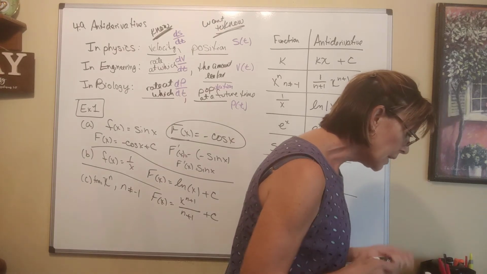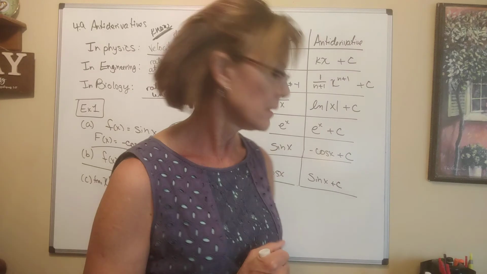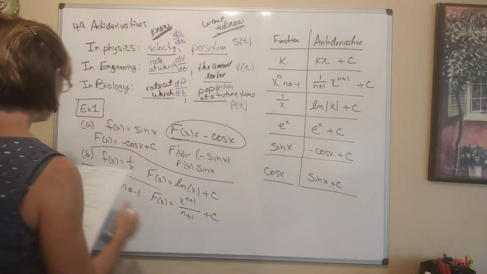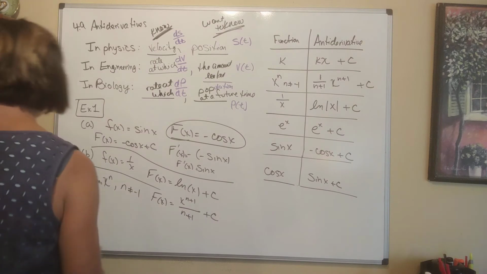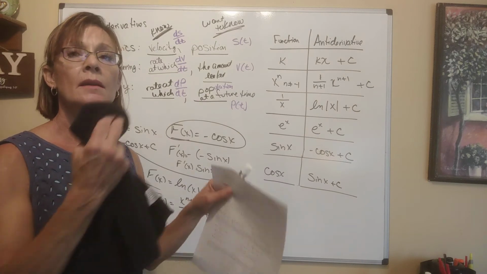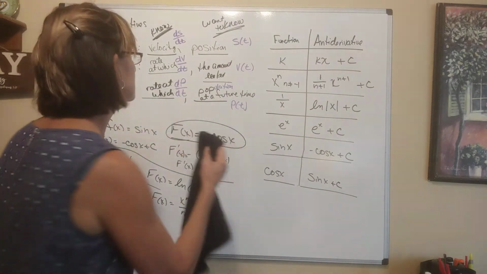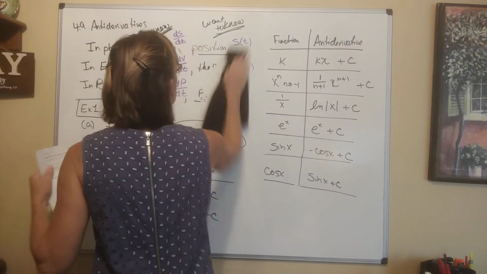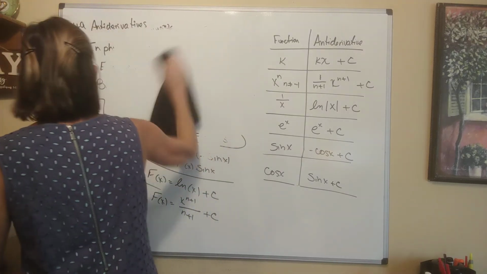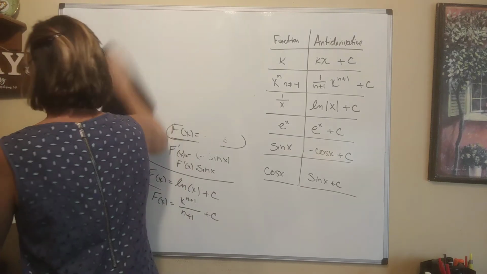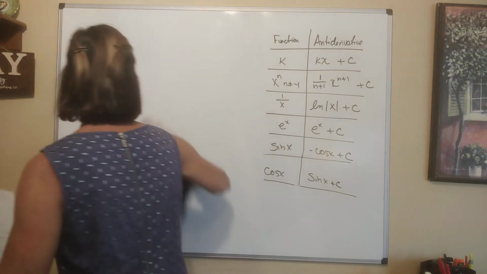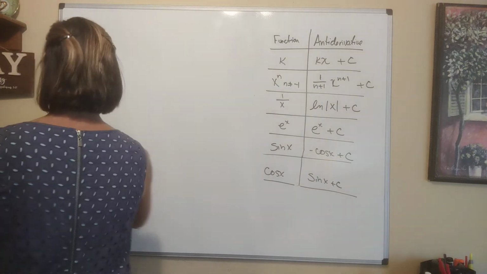So example 2 goes like this. It says find all the functions g, and when they say find all the functions, what they're saying to you is the family of functions plus c. You must put on that plus c. Find the family of functions for g whose derivative is this, where g prime is this. So they gave me a derivative. They want me to go backwards and find the function that gave me that derivative.